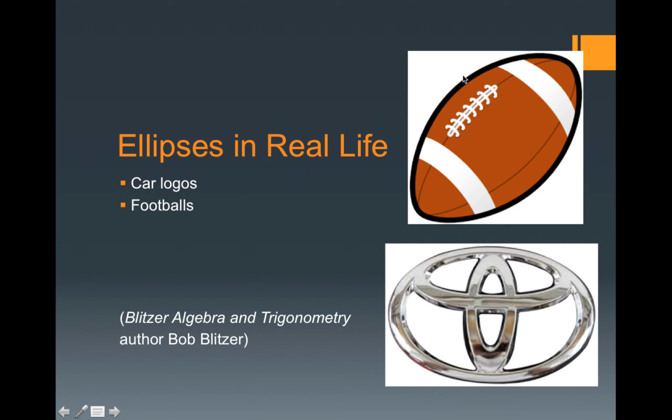So what are examples of ellipses in real life? Well, footballs are one good example. One of my favorite examples that I'd like to demonstrate right now is the Toyota car logo, which if you look at it, you can actually see 3 ellipses in it. The first ellipse is the biggest. The second ellipse sort of branches off of the first. And the third ellipse intersects the second ellipse and connects with the first ellipse. Pretend that this is a good drawing.